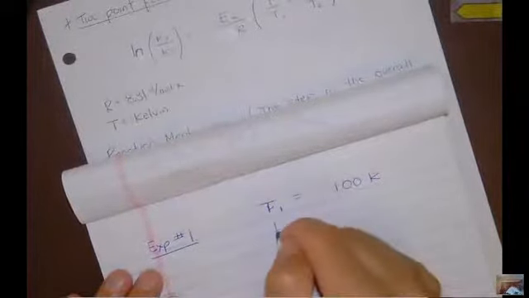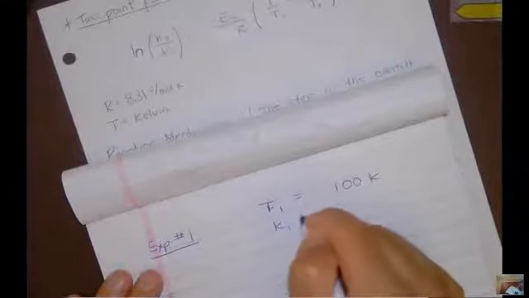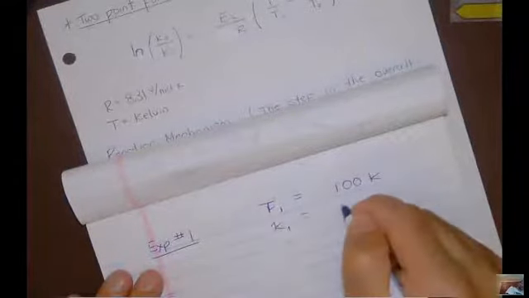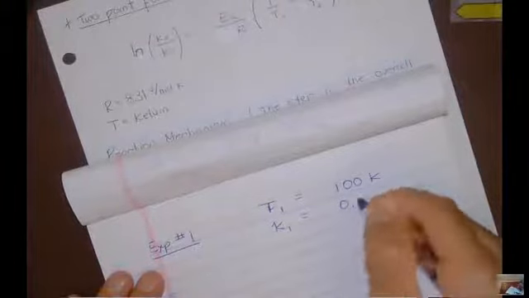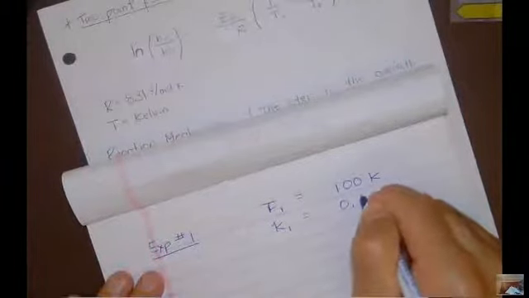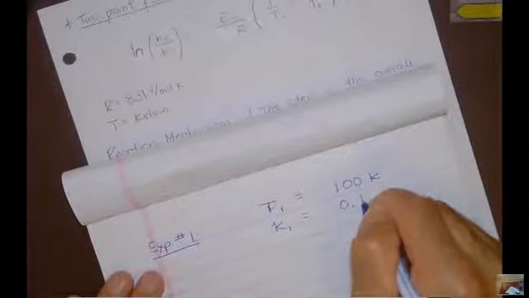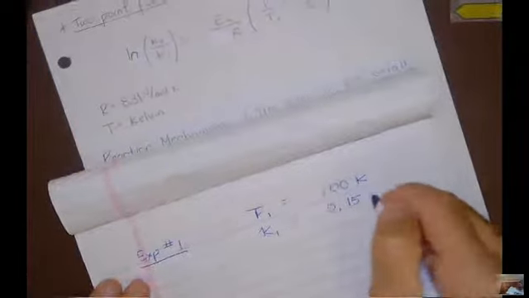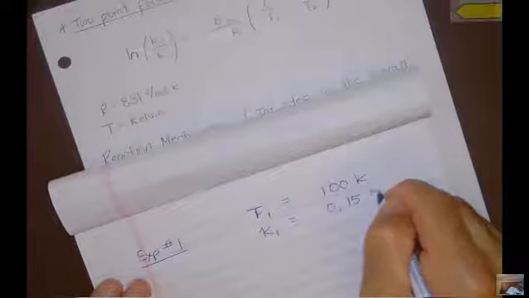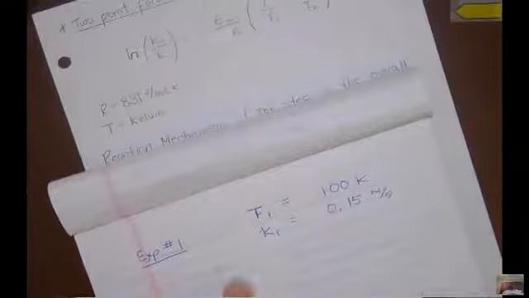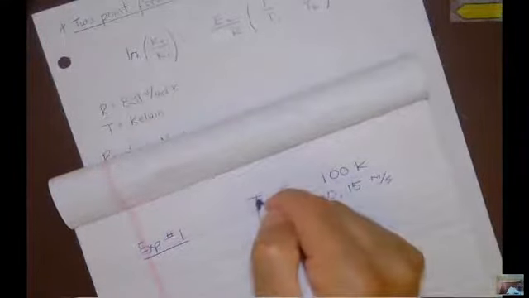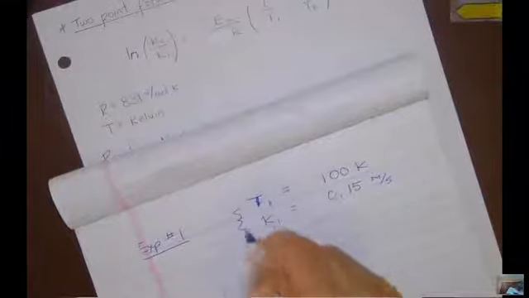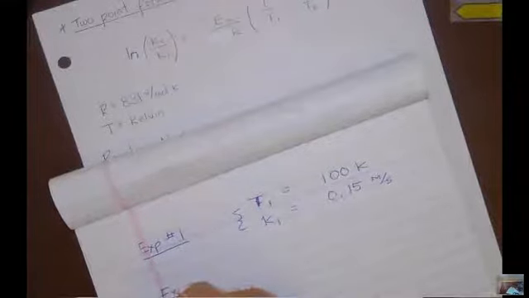At T1, I measure K, and the rate constant comes out to be 0.15 molarity per second. We'll make it first order, okay? This is T1, that's experiment one. Then I do the experiment again at a higher temperature.